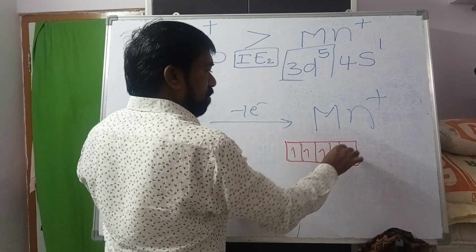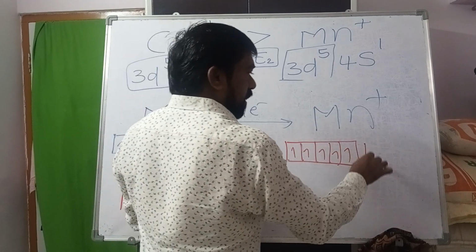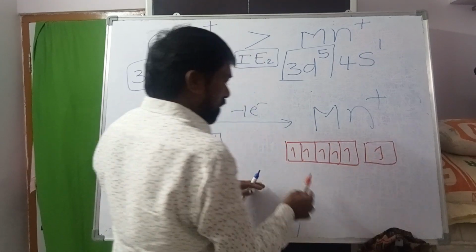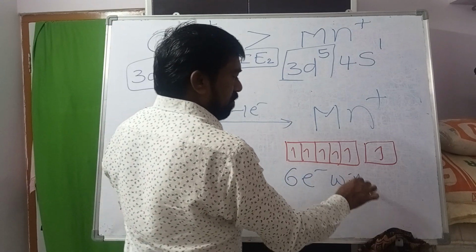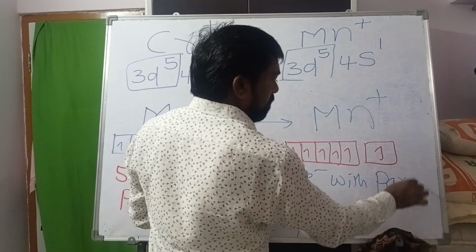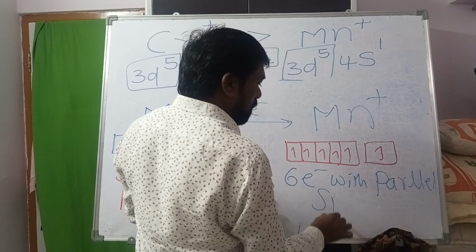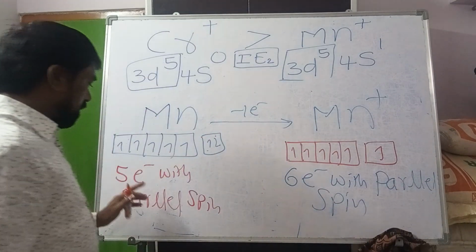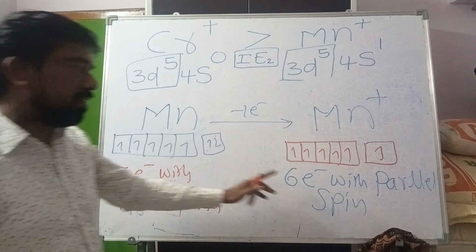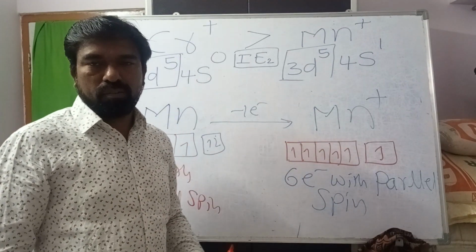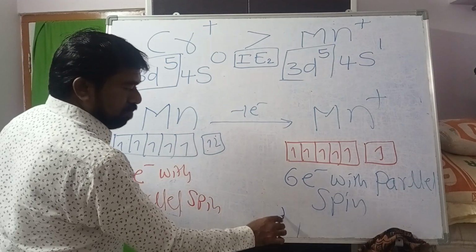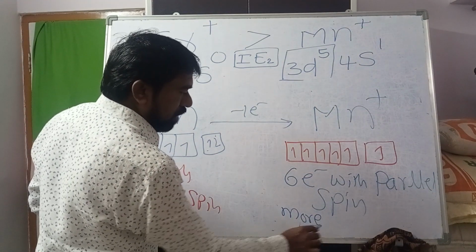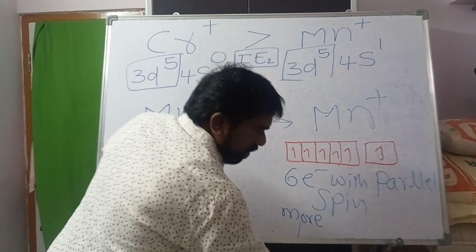1, 2, 3, 4, 5 electrons with the same spin, and also 4s has 1 electron. Here, 6 electrons with parallel spin. Here 5 electrons with parallel spin, 6 electrons with parallel spin. Therefore, in this case, there is more exchange energy because there are more electrons with parallel spin.